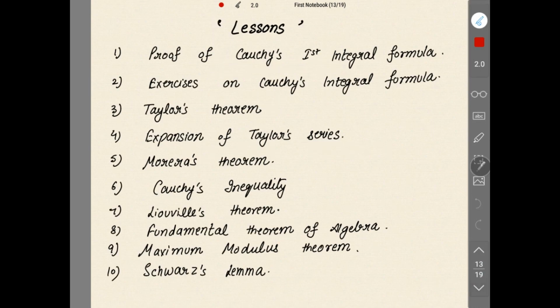Alright. The first one is proof of Cauchy's first integral formula. Then there are the exercises on Cauchy's integral formula, Taylor's theorem, expansion of Taylor's series, Morera's theorem, Cauchy's inequality, Leibniz theorem, fundamental theorem of algebra, maximum modulus theorem, and the last one is Schwarz's lemma. This lemma I had already done in my YouTube video channel. You can have a check over it.